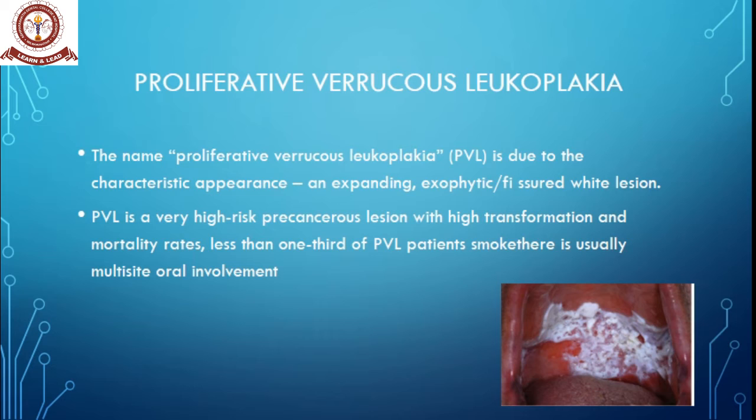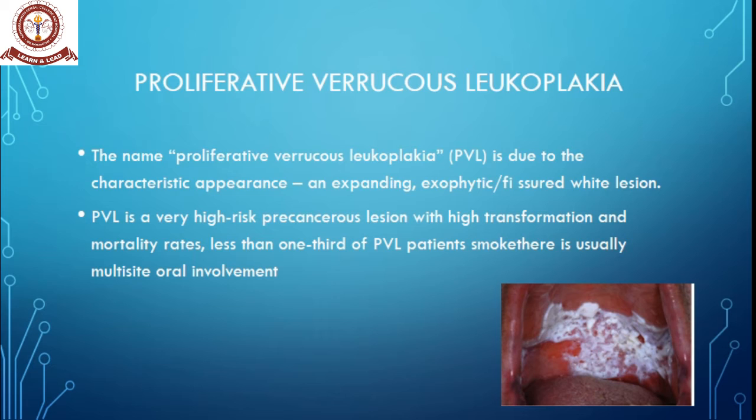Proliferative verrucous leukoplakia. Even though this is a leukoplakia, we are keeping it in a separate chapter. For the upcoming reason, we'll discuss it. The name is due to its characteristic appearance. It is an expanding exophytic lesion, that's why the term proliferative is given. Verrucous is the nature, a fissured or irregular surface. That verrucous term gives you the irregular surface nature of the lesion.